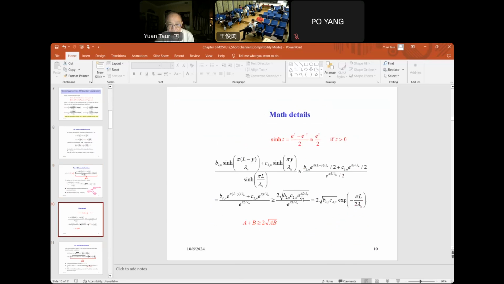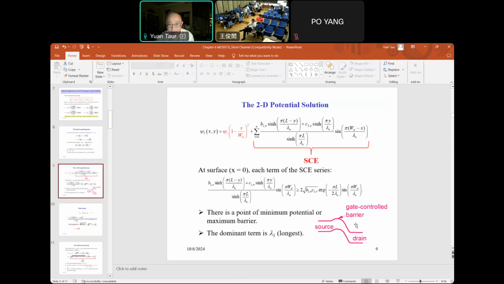Now the square root of the product, see, this is e to the pi L over 2 lambda, and then down here you have e to the minus pi L over lambda. So this becomes e to the minus pi L over 2 lambda. This means that the maximum barrier, which mainly controls the current, is that exponential, e to the minus pi L over 2 lambda.